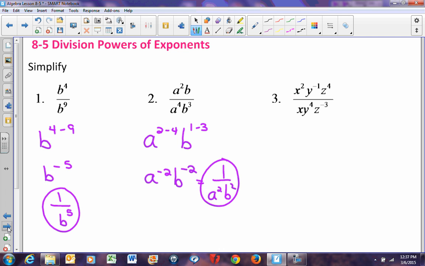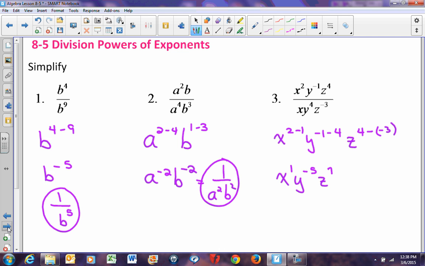Number 3, lots of variables here, x's and y's and z's. So we have x to the 2 minus 1, y to the negative 1 minus 4, make sure you pay attention to negative signs, z to the 4 minus negative 3, again, pay attention to negative signs. This could be a really bad thing if you mess up some negative signs. You're going to end up having negative exponents where you should have positive exponents, or positive exponents where you should have negative exponents. So this problem becomes x to the 1st, y to the negative 5th, z to the 7th.